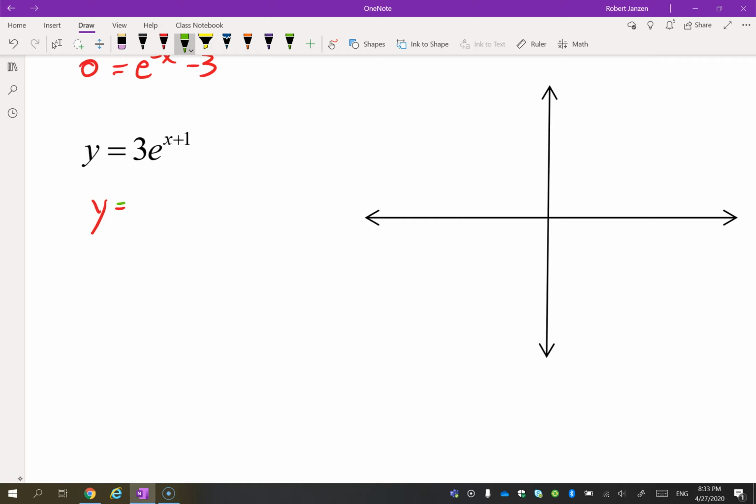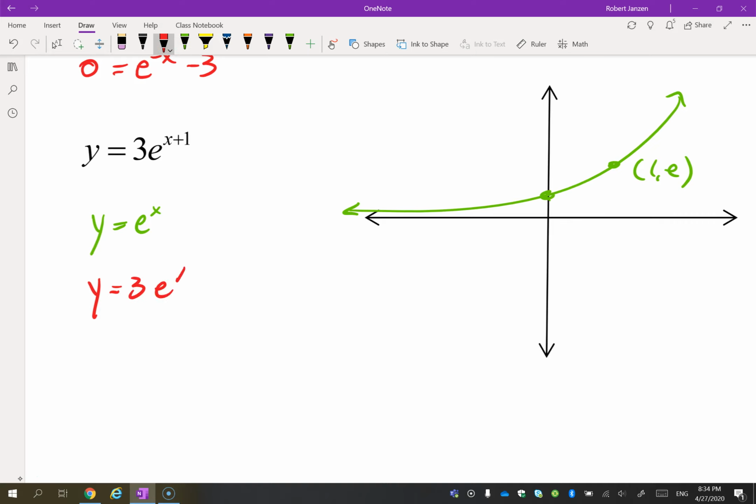Y equals e to the x. So that's this one. Alright, and then what are we going to do? There will be a vertical stretch of 3 and left 1. So let's do the asymptote first. If we do a vertical stretch, if I multiply that by 3, it stays the same. If I go left 1, it is still here.